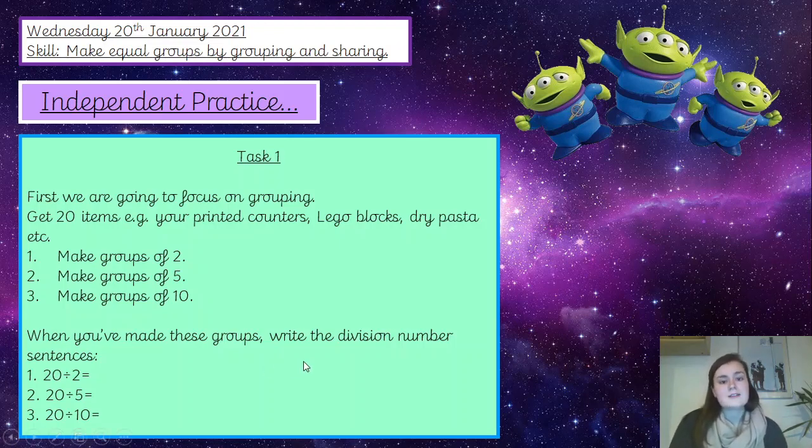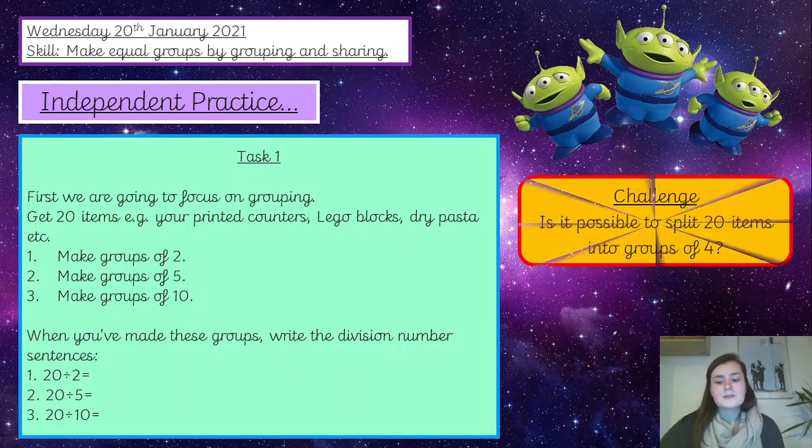So that is task 1 for today. And your challenge, is it possible to split 20 items into groups of 4? So same thing, 20 counters into groups of 4. What's the answer? Is it possible? Can you do it? So I'd like you to pause the video now and have a go at this task.